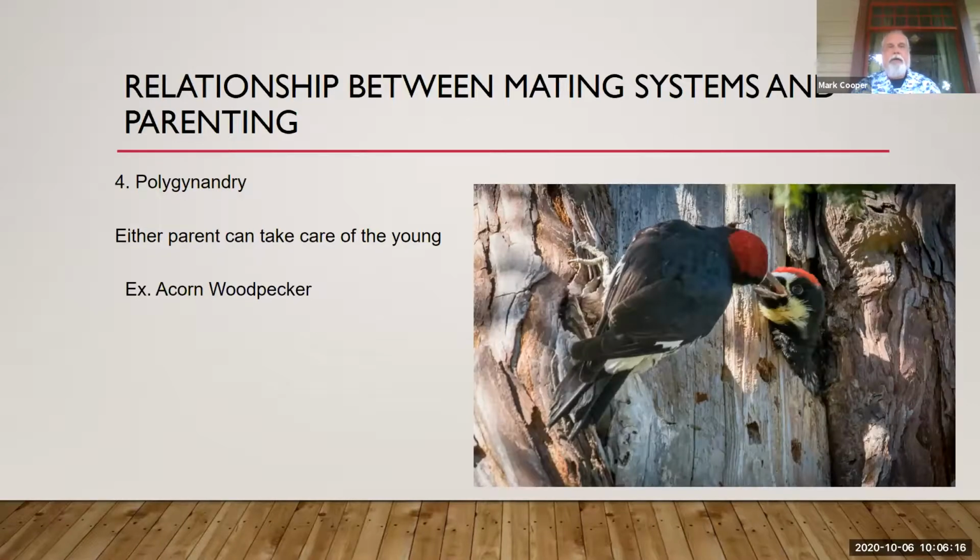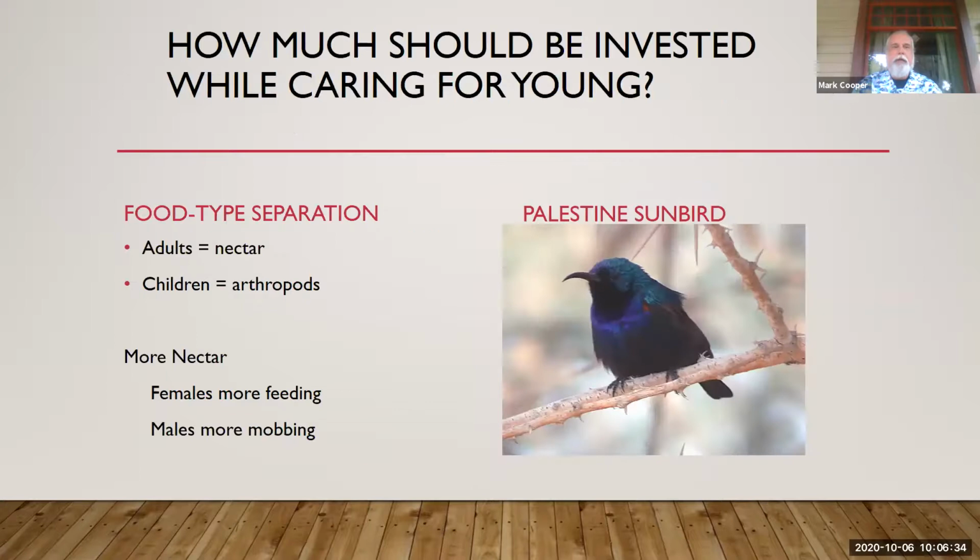And then we have polygynandry. This is the free-for-all orgy. Either parent can take care of the young. They do see males, they do see females. Sometimes they see both. And this system, it just depends. An acorn woodpecker, again, this is our local bird that does this, well known for it.